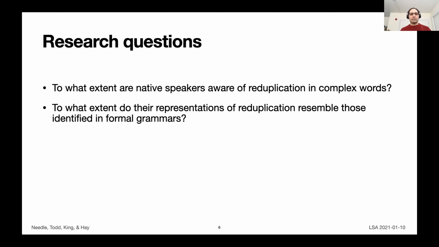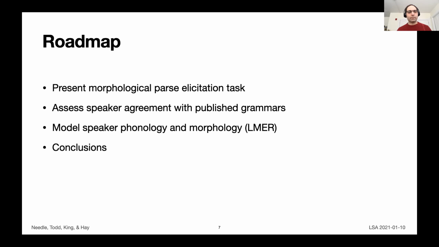We ask in this study, to what extent are native speakers aware of reduplication in complex words? And to what extent do their representations of reduplication resemble those identified in these formal grammars? Just a quick roadmap. I'm going to describe the elicitation task that we used, and then show you the broad rates of agreement between the speakers and the published grammars. I'll touch on some of the effects in our mixed effects regression model, and then some concluding thoughts.